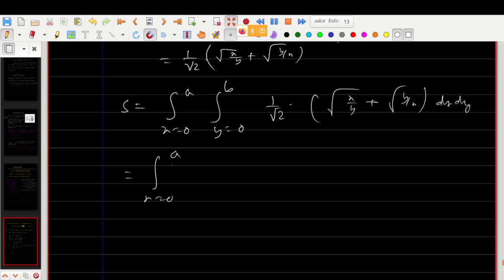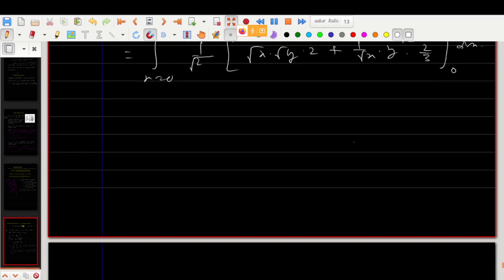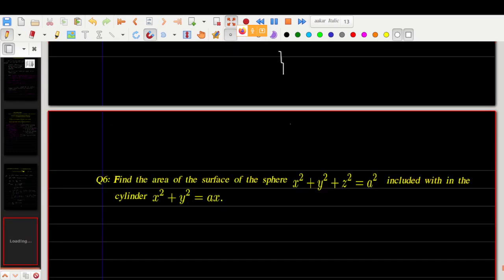Now let me compute one integration and then I shall leave the rest for you. So it will turn out to be root x times root 2 plus 1 by root x, times 2 by 3, from 0 to a. Now you can complete the rest. If you complete, it will come as 1 by 3 root 2, root ab times a plus b. I am leaving it for you because I am already out of time and I have one more problem to show you. Sorry, so let's go to the last problem.